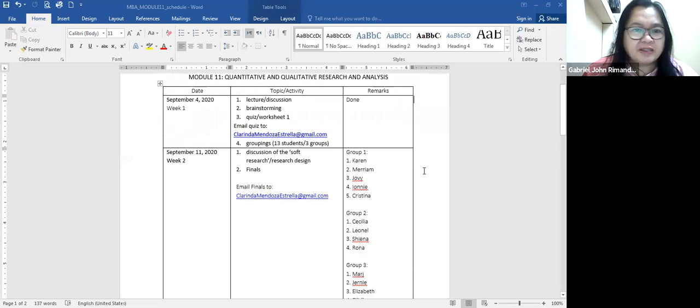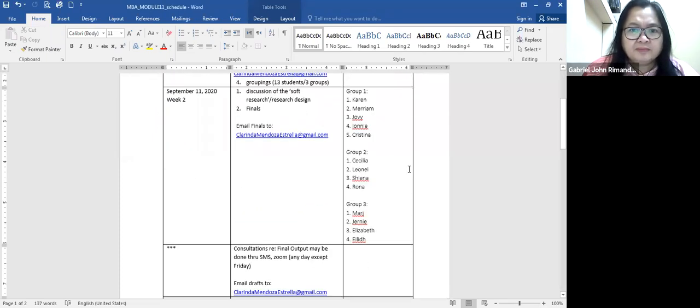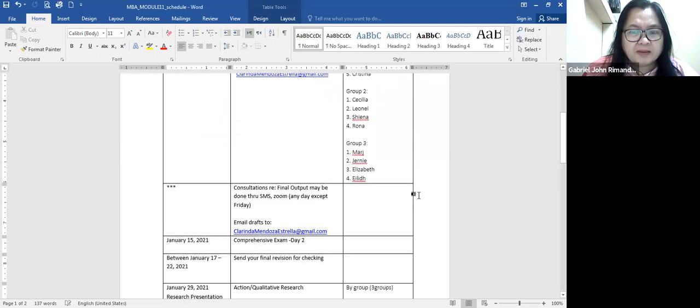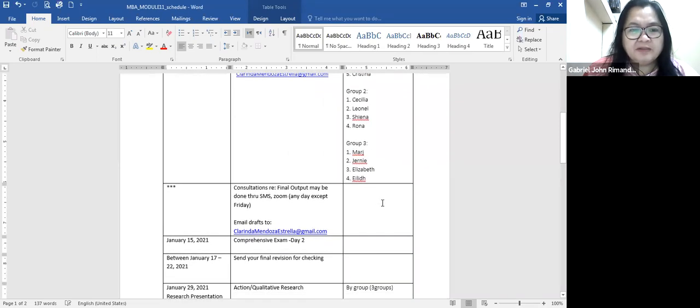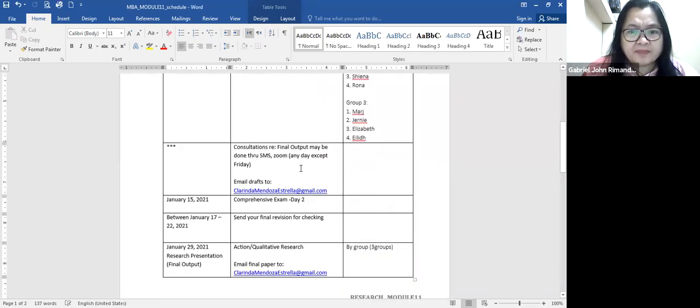So here is the schedule. You remember your group mates. Group 1, today Miriam is not available, huh? But you can send her messages. Yeah. Okay.